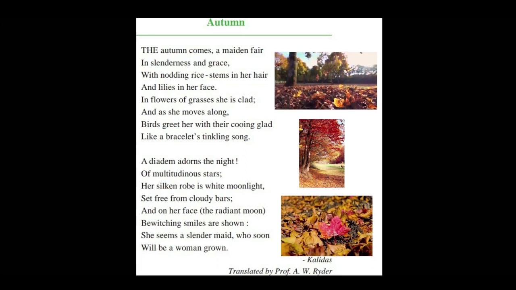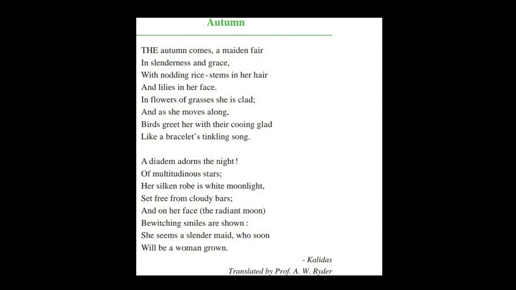The poem Autumn was originally written in Sanskrit by the great Sanskrit poet Kalidas. It was later translated into English by Professor A. W. Ryder. In the poem, the poet compares the autumn season to a fair maiden.